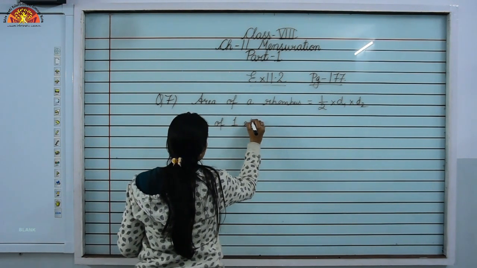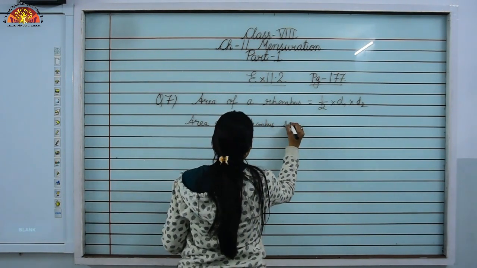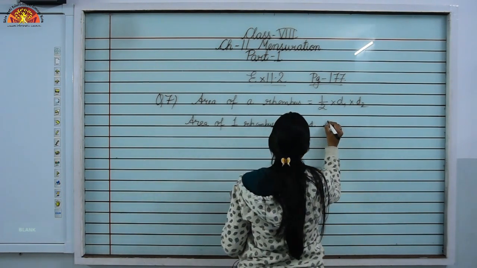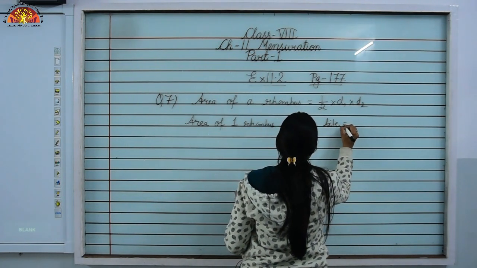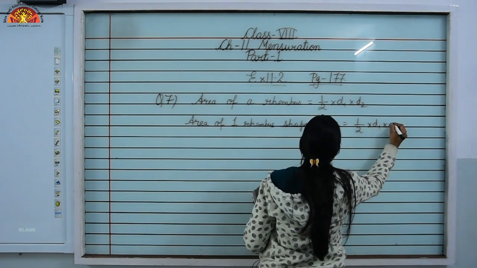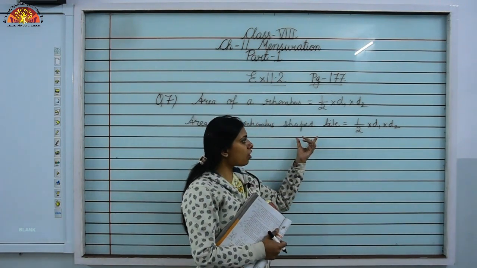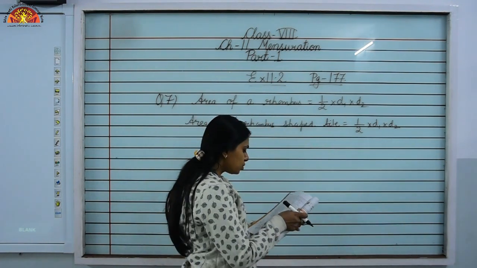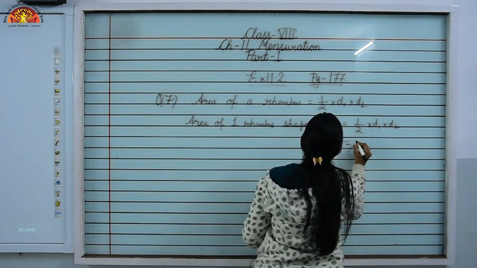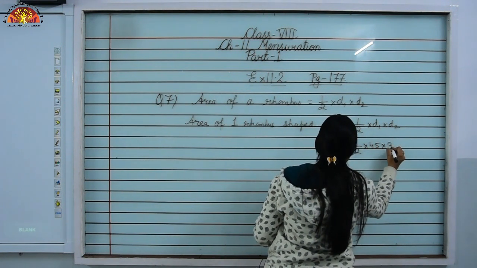We can write, area of one rhombus shaped tile is equal to half into D1 into D2. First of all, children, we will find the area of one tile. So the diagonals are 45 and 30. So half into 45 into 30.